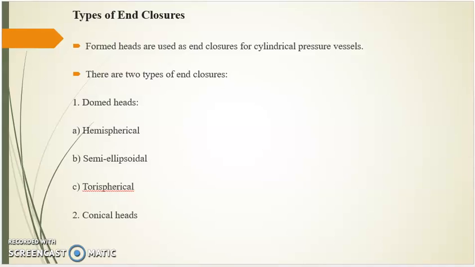Welcome. Today we will see different types of enclosures used in cylindrical pressure vessels. These enclosures are also known as formed heads. There are two types of enclosures. First, domed heads. They are further classified into hemispherical heads, semi-ellipsoidal heads, and toruspherical heads. And second is conical heads.